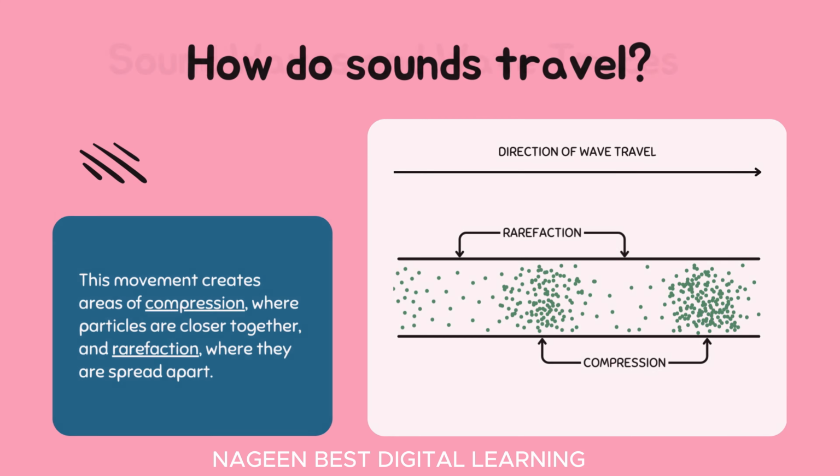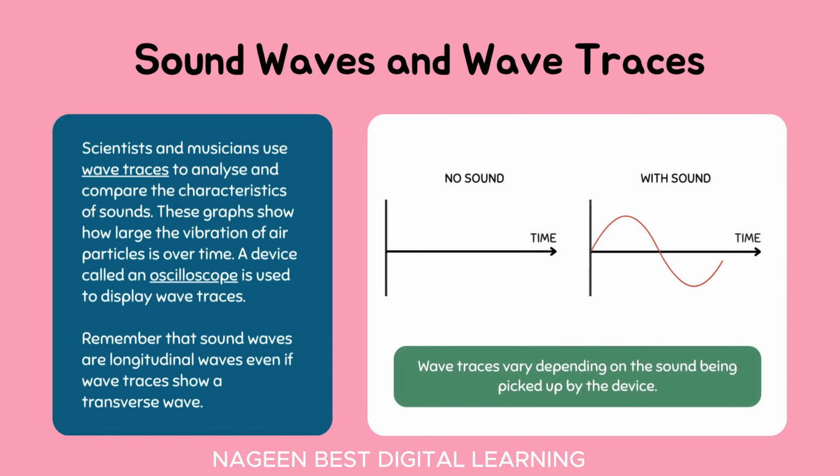Sound waves and wave traces. Scientists and musicians use wave traces to analyze and compare the characteristics of sounds. These graphs show how large the vibration of air particles is over time. A device called an oscilloscope is used to display wave traces. Remember that sound waves are longitudinal waves, even if wave traces show a transverse wave.